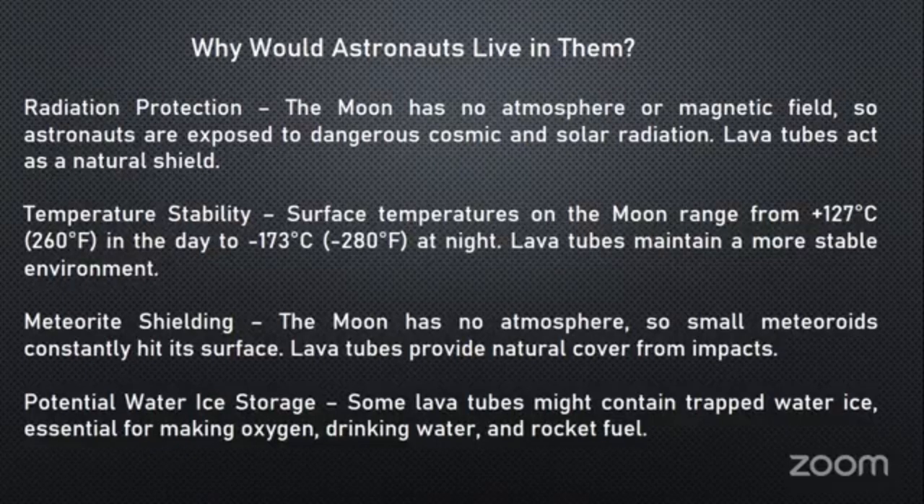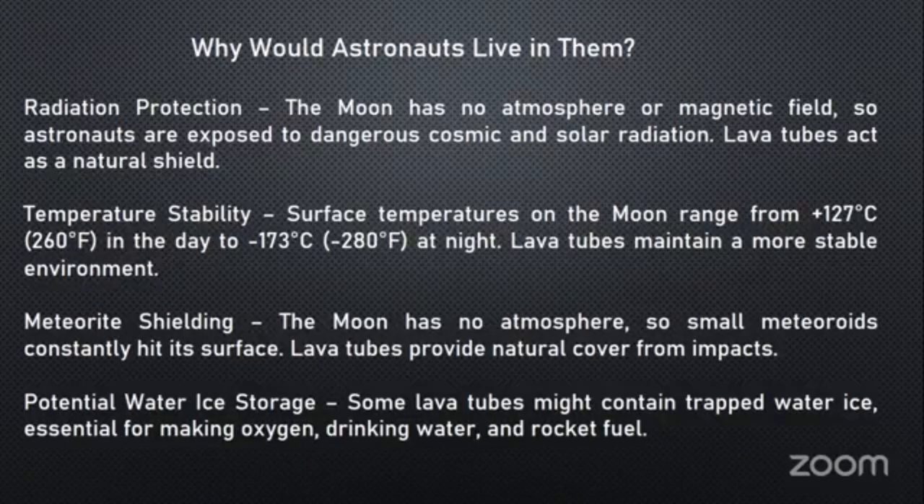In terms of temperature, during the day on the side facing the sun, the temperature can be as high as 127 degrees Celsius or 260 degrees Fahrenheit. At nighttime, when it is not facing the sun, it can be as cold as minus 173 degrees Celsius. Very, very cold. Lava tubes maintain a more stable temperature, so astronauts can stay there and be shielded.